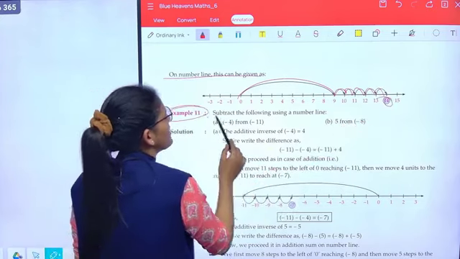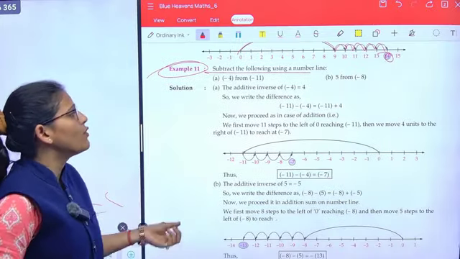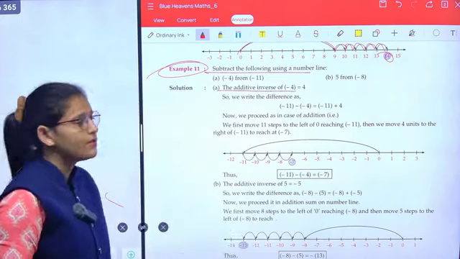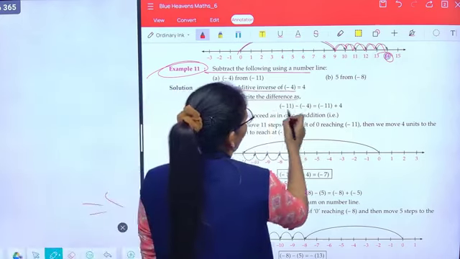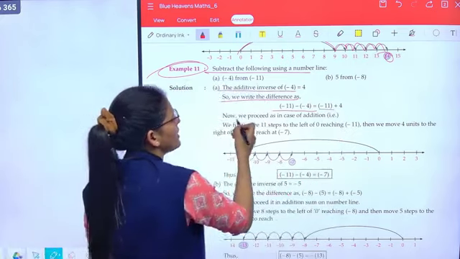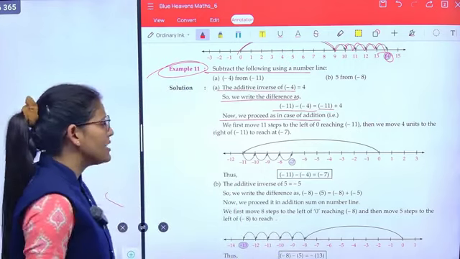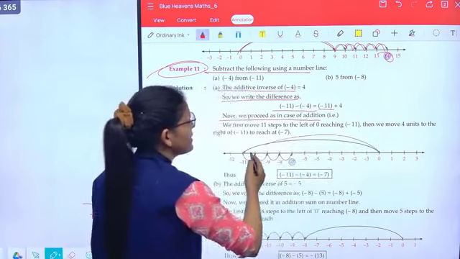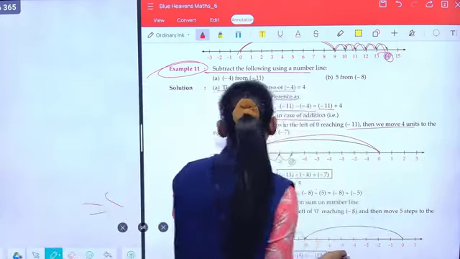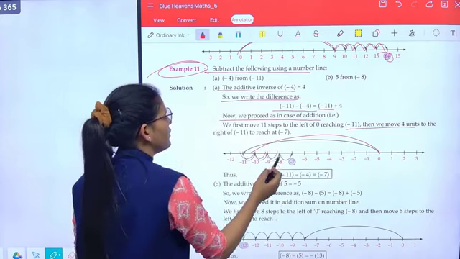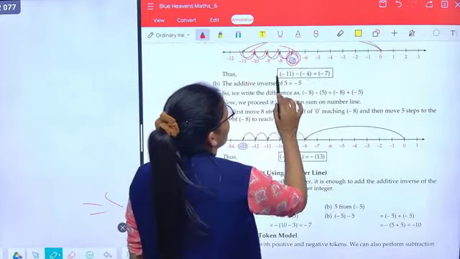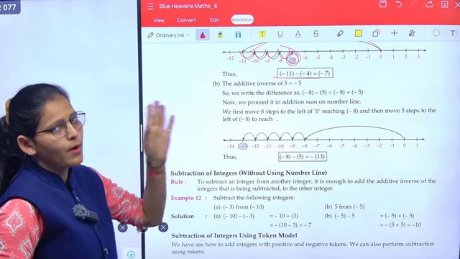Come on, example number 11. Subtract the following using a number line. Minus 4 from minus 11. Now class, the additive inverse of minus 4 is 4. So we write the difference like this: minus 11 plus 4. Now we proceed as in the case of addition. That is, we first move 11 steps to the left of 0, reaching minus 11. Then we move 4 units to the right. 1, 2, 3, 4, that is 7. So now class, minus 11 minus minus 4 is equal to minus 7.